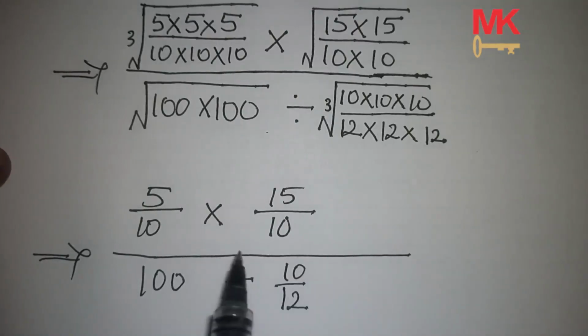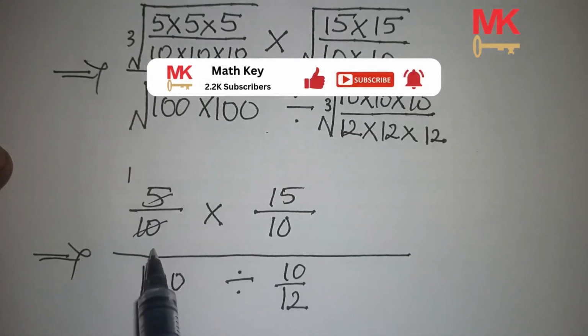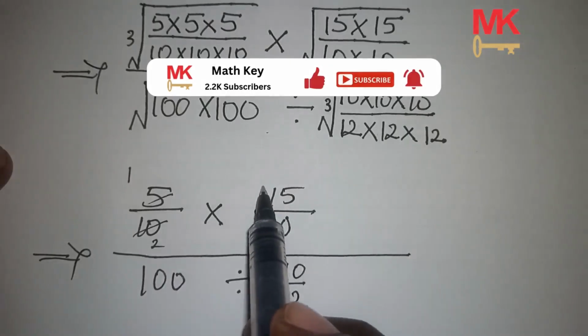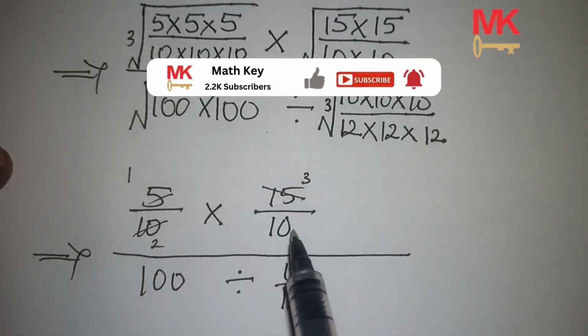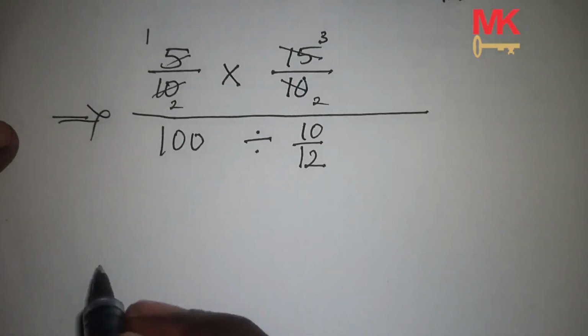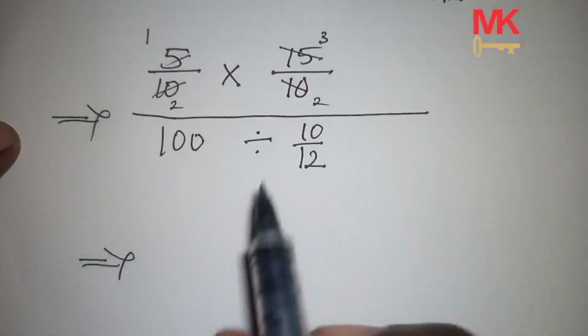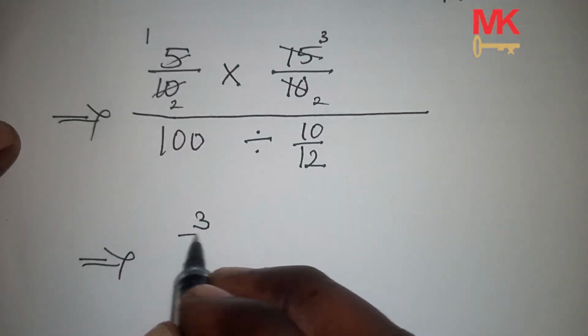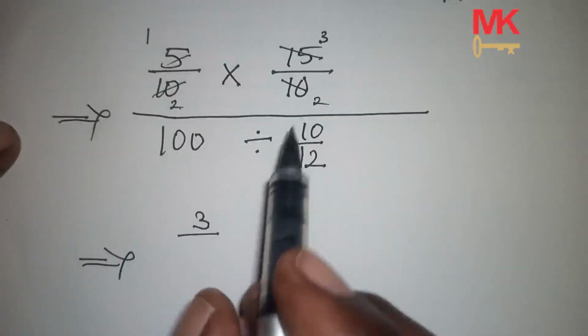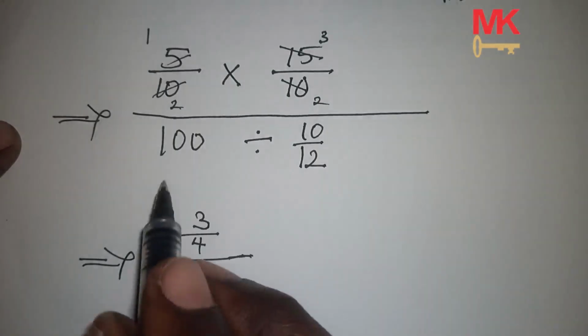So at this point in time, we're going to do the cancellations. So 5 here is 1, 5 here is 2, 5 here is 3, and 5 goes into 10 twice. So that means at the next line we will now have 1 times 3, which is 3, divided by 2 times 2, which gives us 4. Everything over, we have 100.